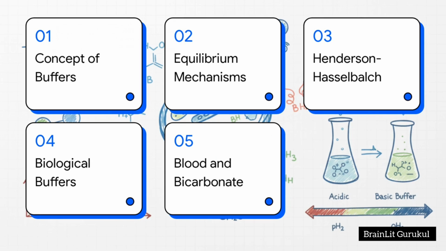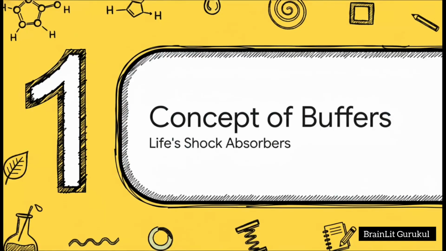Here is our roadmap for today. We'll start with the fundamental chemistry in the concept of buffers, then look at the mechanisms of equilibrium. From there, we'll decode the math with the Henderson-Hasselbalch equation before scaling up to those complex physiological ecosystems in biological buffer systems. And finally, we'll zoom right in on the life-saving dynamics of blood and bicarbonate. All right, let's kick things off with Section 1, the concept of buffers.